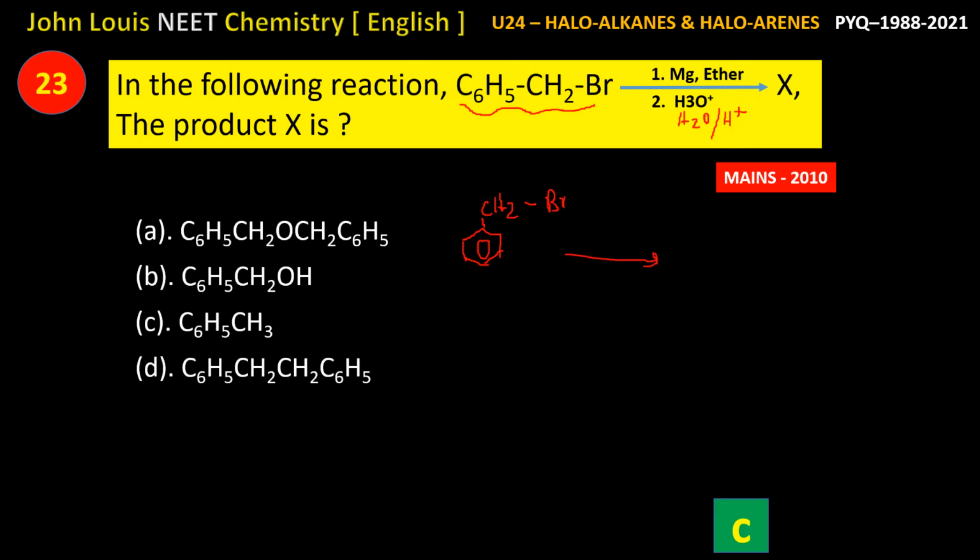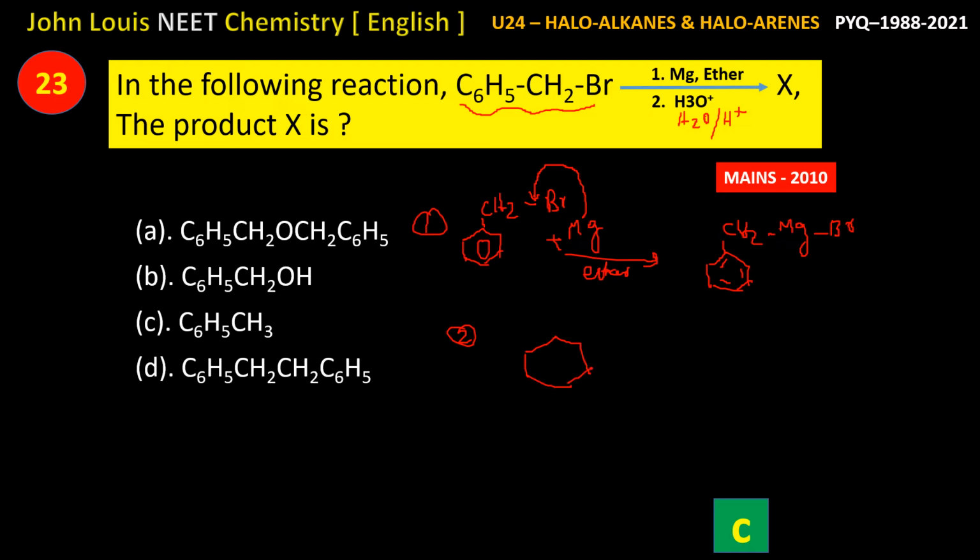When this is treated with magnesium in the presence of ether, we all know what is formed. Grignard reagent is formed. That is, this Mg will be bonded between the CH2 and Br. Therefore, we will get benzyl magnesium bromide, the Grignard reagent. Okay, then this is treated with water. So this is step 1. And in the second step, what do we get?